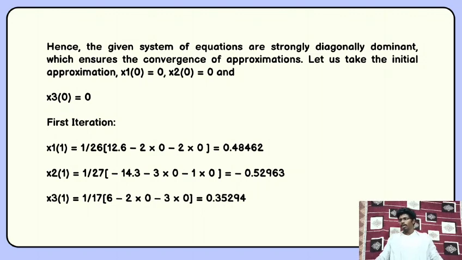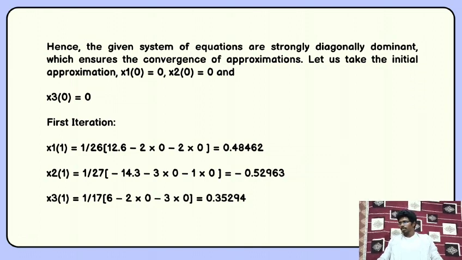Let's try an example. Solve the system of equations using the Jacobi method: 26x1 plus 2x2 plus 2x3 equal to 12.6; 3x1 plus 27x2 plus x3 equal to minus 14.3; 2x1 plus 2x2 plus 17x3 equal to 6.0. Obtain the result correct to three decimal places.